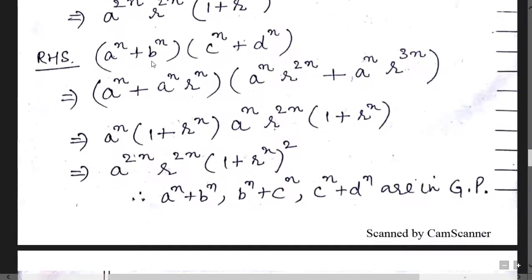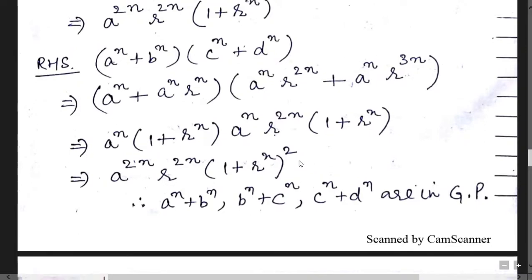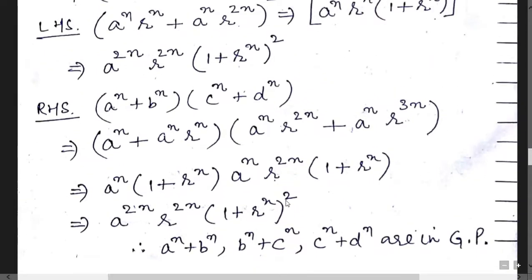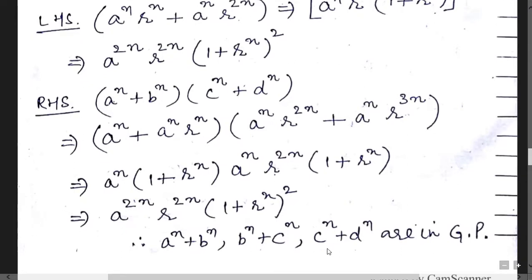What about the right hand side? Simply insert the values of A, B, C, D. Then multiply the values. A raised to power n is common from the first two terms, and A raised to power n, R raised to power n is common from the second bracket. When multiplied, it's A raised to power 2n, R raised to power 2n, and 1 plus R raised to power n, 1 plus R raised to power n, it's 1 plus R raised to power n whole square. I think both the terms are the same on the left hand side and right hand side. Therefore, these terms are in GP.